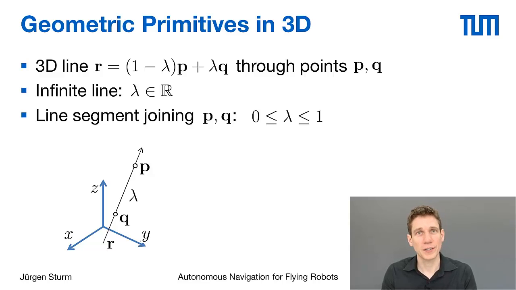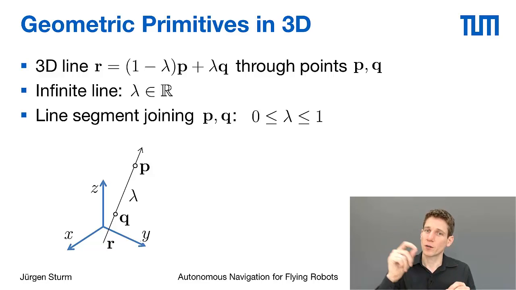And then using such points, we can now define a line in 3D. There are different ways of representing lines. A very simple form is to just use 2 points, and the line connecting these 2 points can then be defined as a linear blending between the coordinates of these 2 points. So in this formula, if lambda is 0, then we're exactly at point P, and if lambda is 1, then we are exactly at point Q. And for any values between 0 and 1, we would interpolate between P and Q along the line segment joining these 2 points. And if lambda can take any real value, then we're moving along the infinite line defined by these 2 points.